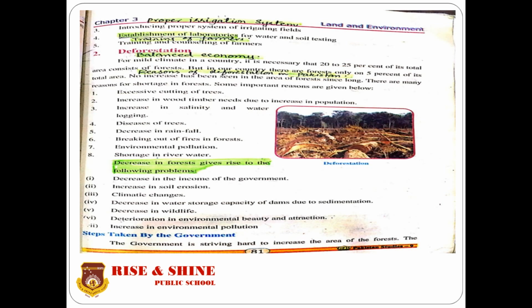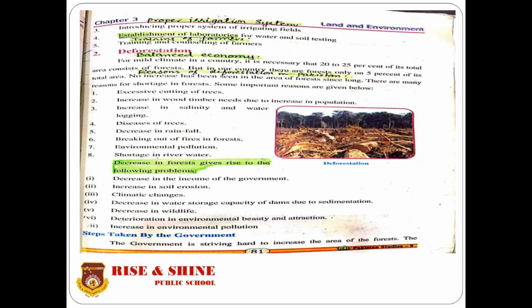Right here the heading, reasons of deforestation in Pakistan. No increase has been seen in the area of forest since long. There are many reasons for the shortage in the forest. Some important reasons are given below. Number 1, excessive cutting of trees. Increase in wood and timber needs due to the increase in population. Increase in salinity and waterlogging, diseases of trees, decrease in rainfall, breaking out of fire in the forests, environmental pollution, shortage in river water. These are all the reasons of deforestation in Pakistan.